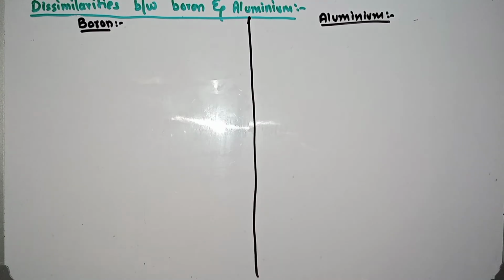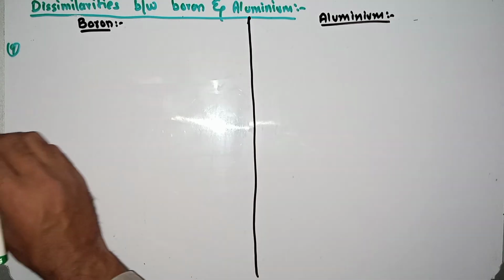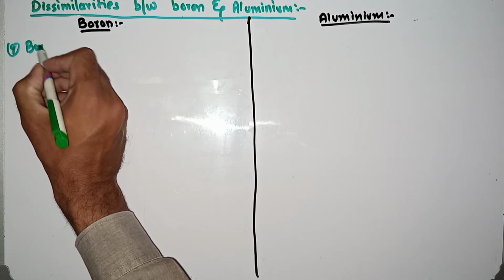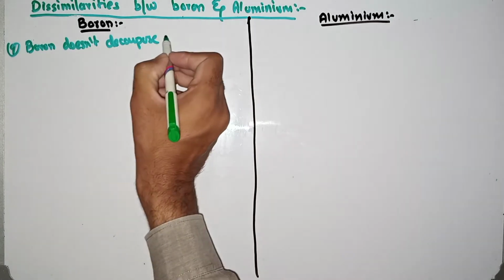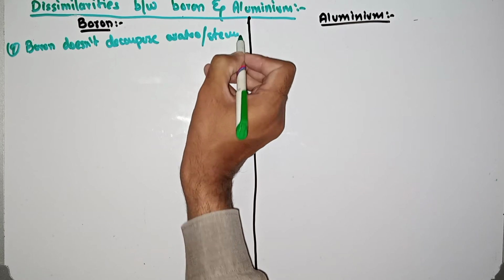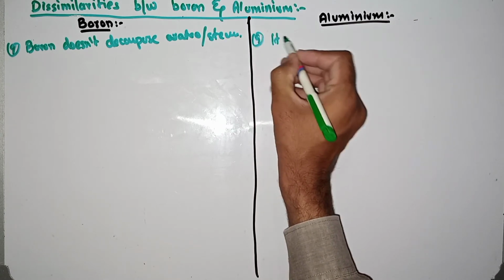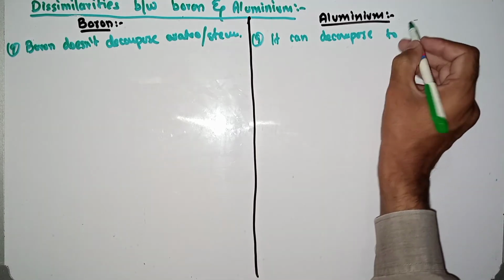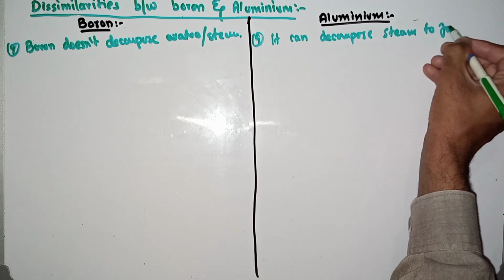The next difference between boron and aluminum is that boron doesn't decompose with water or steam, while aluminum can be decomposed by steam to form hydrogen.